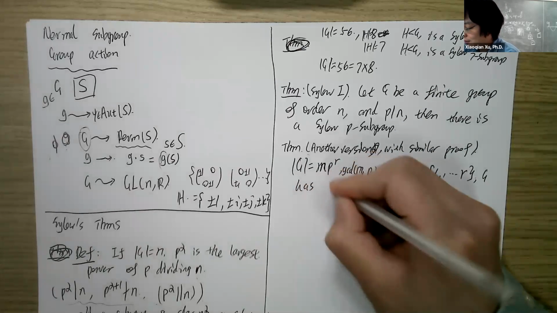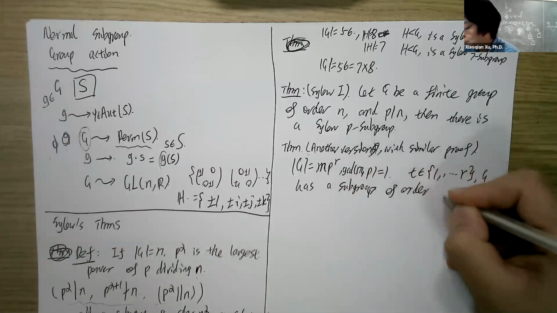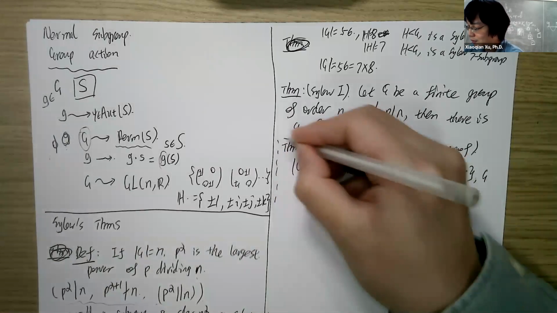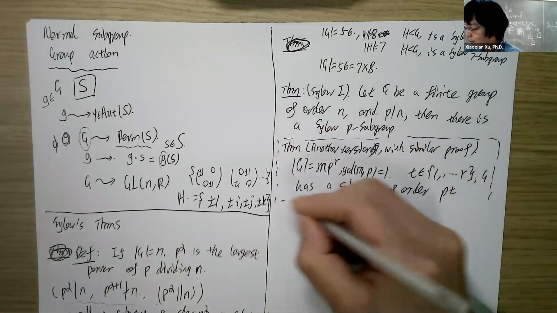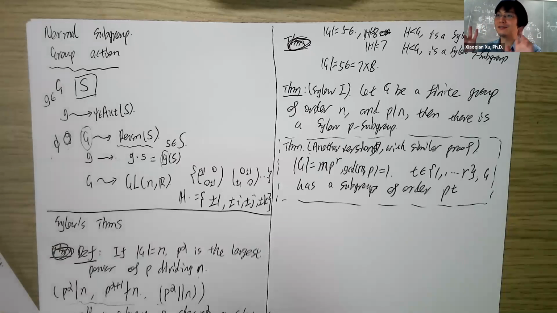G has a subgroup of order P to the T. So this means for every factor that is a single power of a prime number, the group G will always have a subgroup of this order, which seems to be very strong as a converse, some kind of converse of Lagrange's theorem.